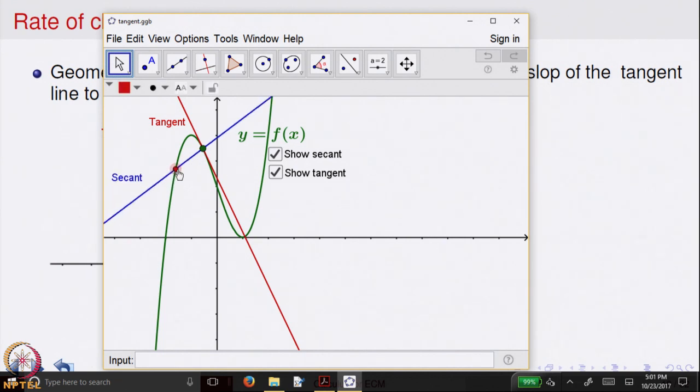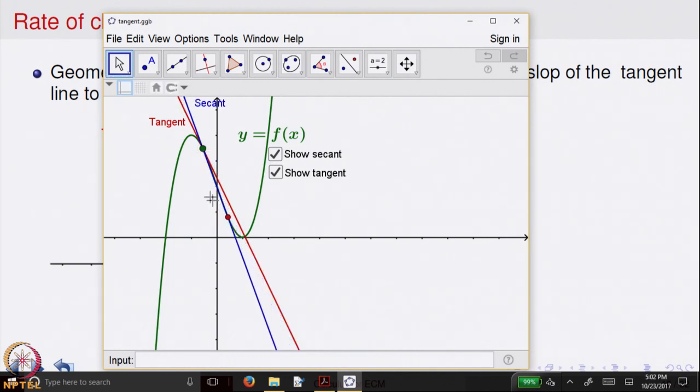So, let us move this. I am moving this point closer and closer, and you see that when I approach that point, the red line becomes the blue line. So, the secant becomes the tangent as I approach the point C from the left. I can go on the right side.